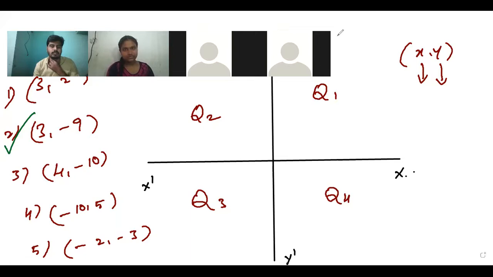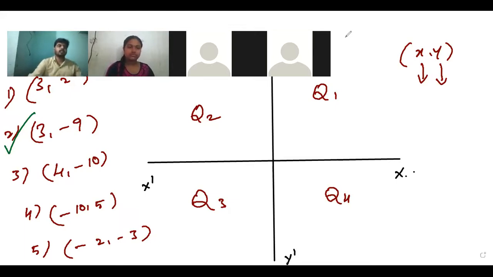Fast. Sir, can I? Wait. Jagan. Sir. Tell me fast. Did you watch that video? Yes, sir. Then what is the answer? Just now I asked about these negative and positive values. 3 comma minus 1. You said it is not in Q2. Then where does it lie?